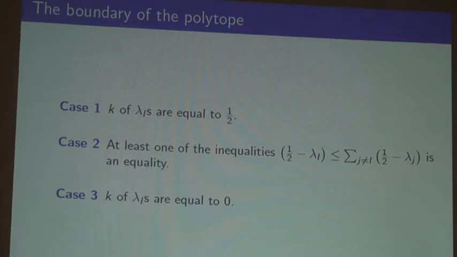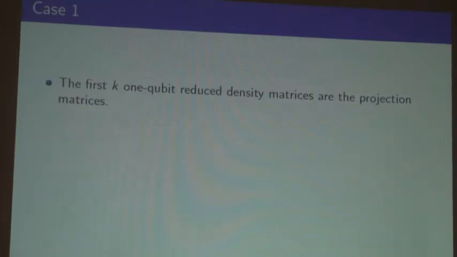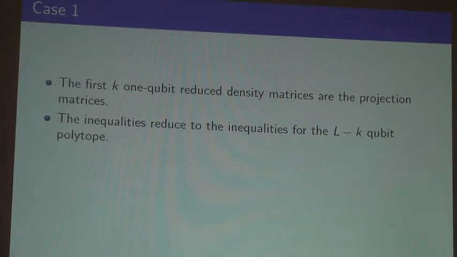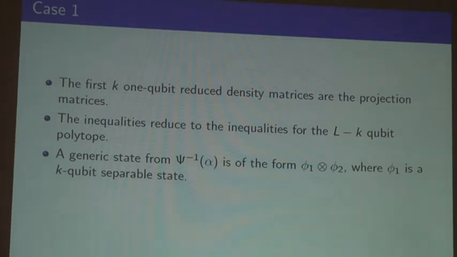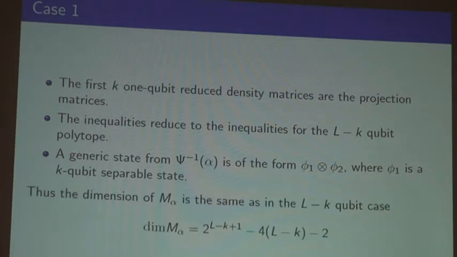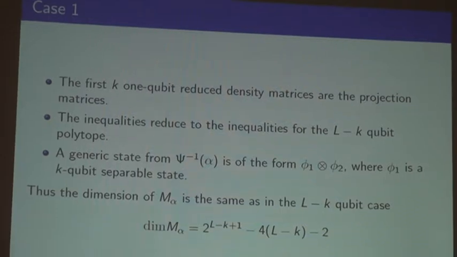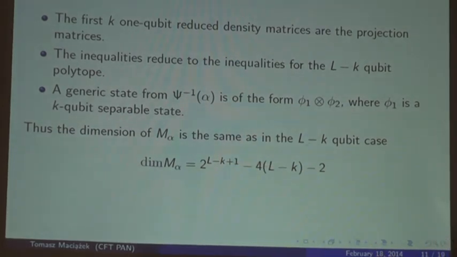So in the 2 qubit case, it is interesting that the eigenvalues of the reduced density matrices are the same. And they lie on the line. So this is case one. The first k one-qubit density matrices are the projection matrices. It can be seen that the inequalities reduce to the inequalities for the L minus k qubit polytope. And the generic state is the tensor product of a k qubit separable state and a generic L minus k qubit state. So we can apply the same reasoning as for the interior of the polytope, and just replace L by L minus k. So this is the result in space. And it also grows exponentially.